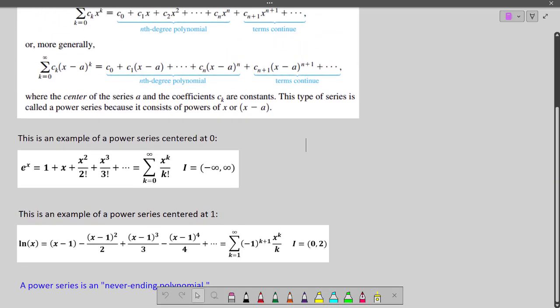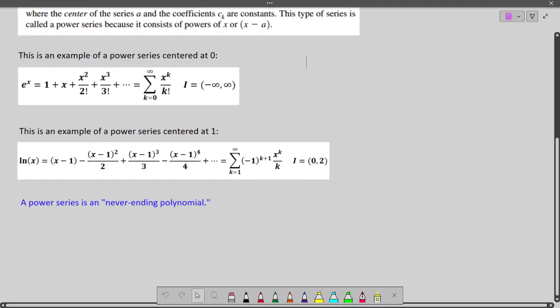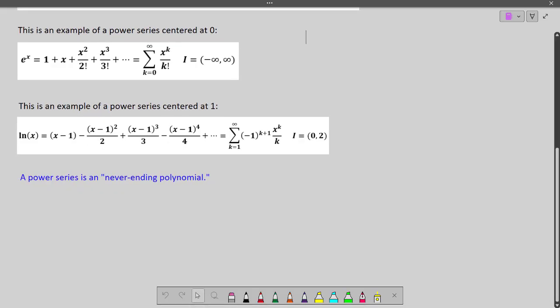Oh, and let me just point out, the leading terms of a power series should remind you of S sub n. This is a polynomial of degree n, so the first n plus 1 terms, because we're counting from 0, that's just a polynomial. And then the terms just continue. So we can call it an infinite polynomial or a never-ending polynomial, something like that. So here are two super common power series.